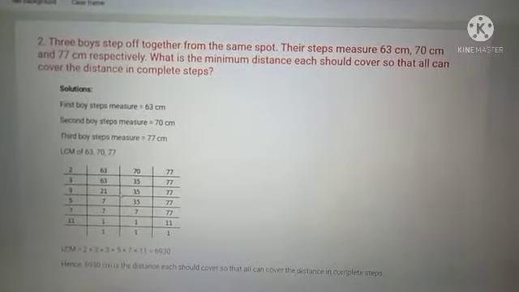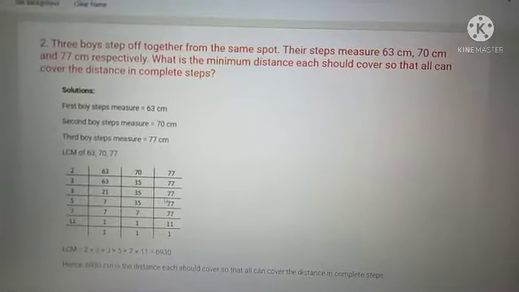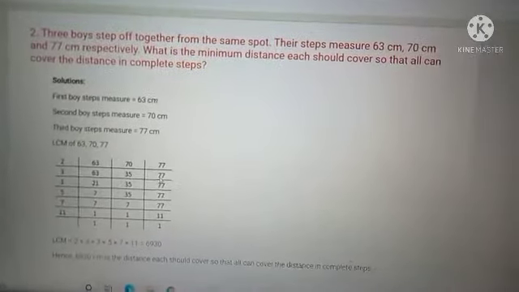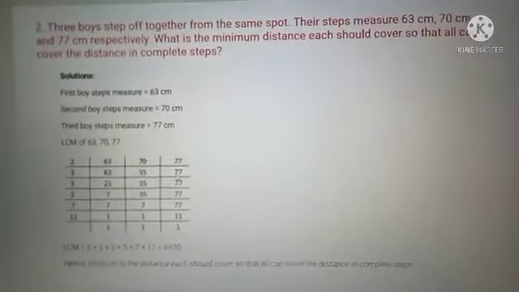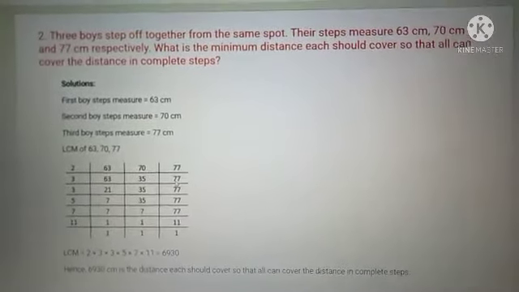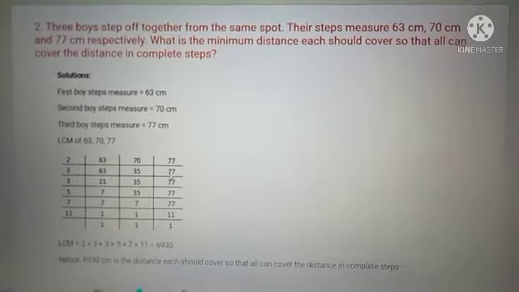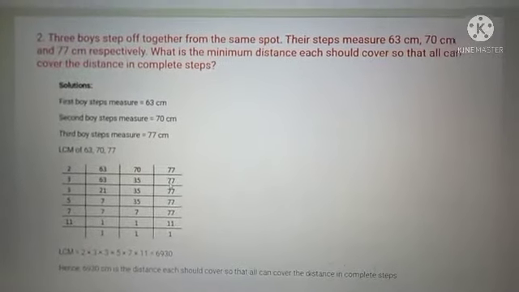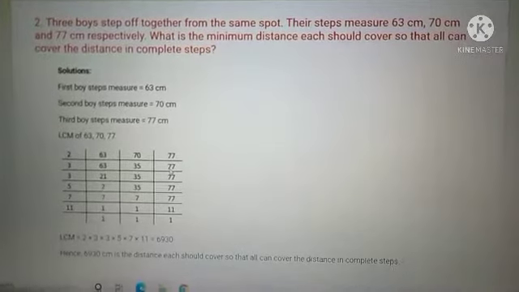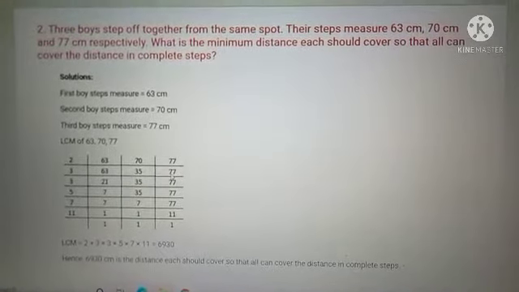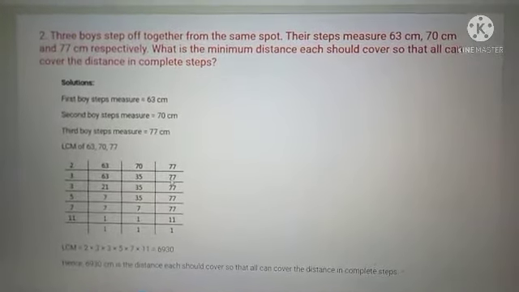Again we are checking any number is divisible by 2. No. Any number is divisible by 3. Yes. 21 is there. So we are dividing 21 with 3. 21 divided by 3 is 7. And 35 we will write as it is, and 77 also we will write as it is.